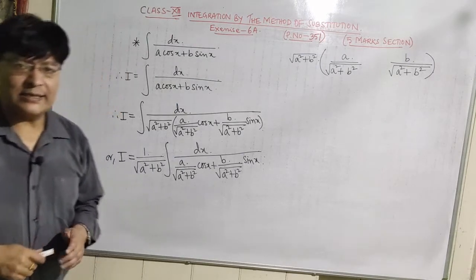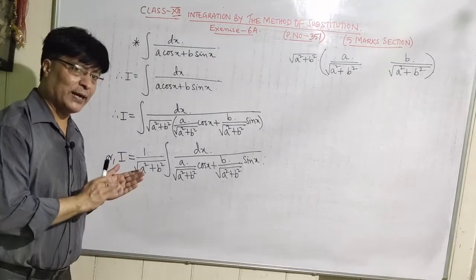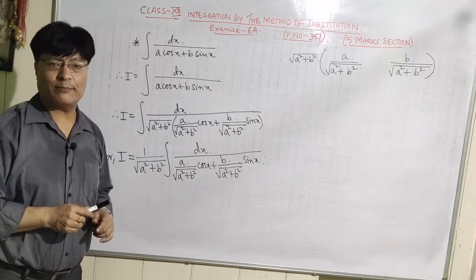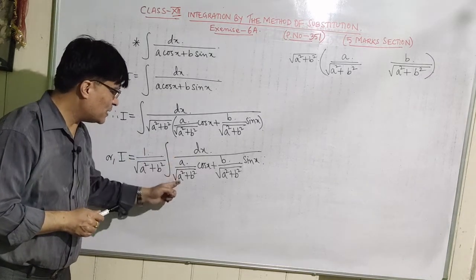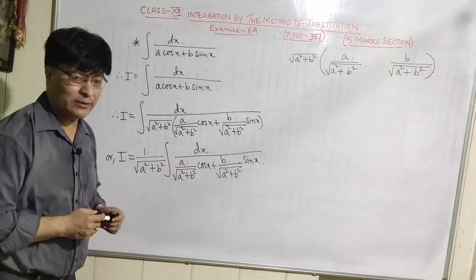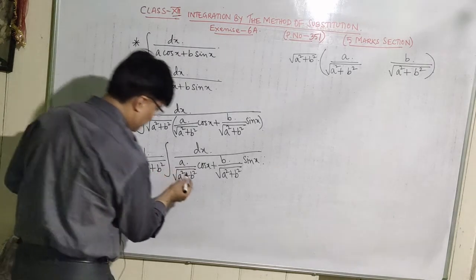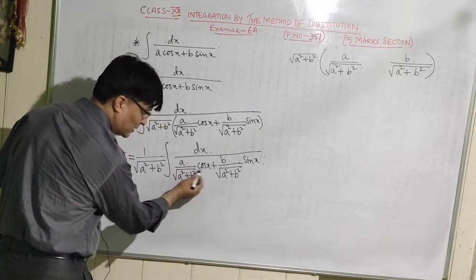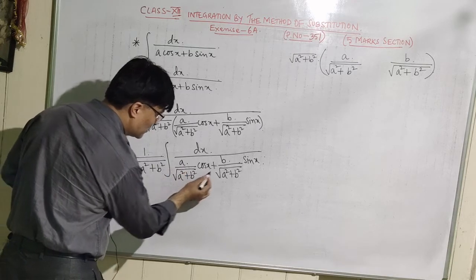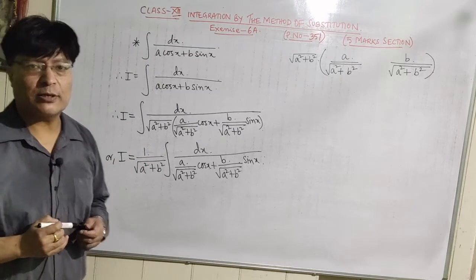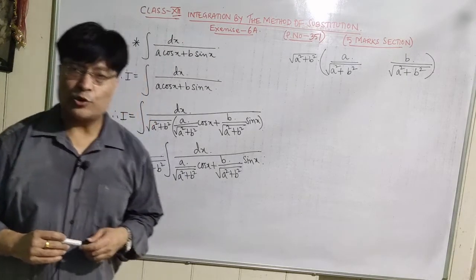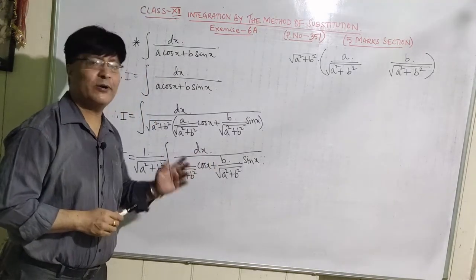So in this case, why are we multiplying and dividing by root over a square plus b square here? Because this expression in front of cos x, a upon root over a square plus b square and b upon root over a square plus b square, we can write it in terms of trigonometric function, so that we can use the formula of compound angle here.